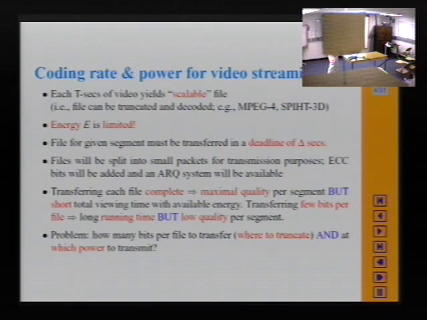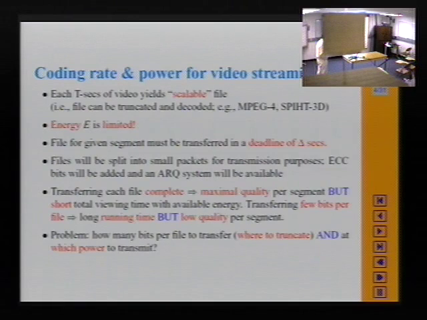So evidently, from the energy point of view, you would like to spend very few bits per segment so that the coding rate will be small, because remember, you have to get them right. Once you are committed to sending so many bits, you may have to resend them because the ARQ may detect errors and things of that nature. So you would rather not send too many bits, but then again, if you send too few, the video may be useless. That's the trade-off right there.